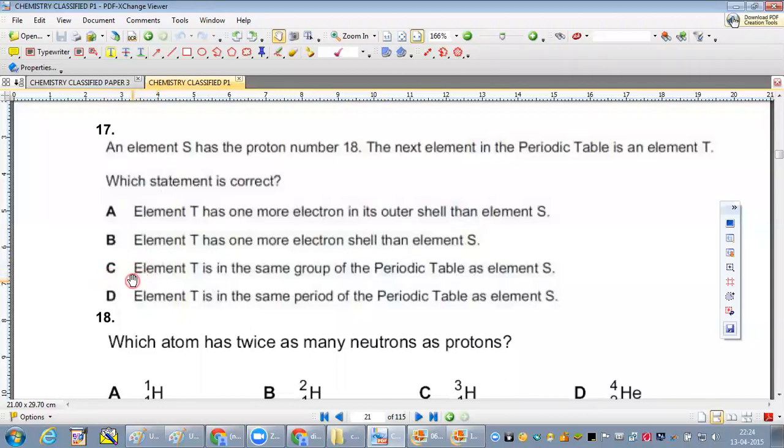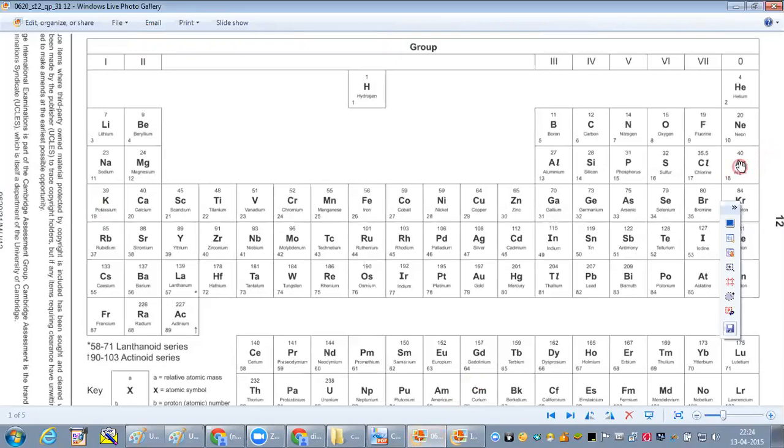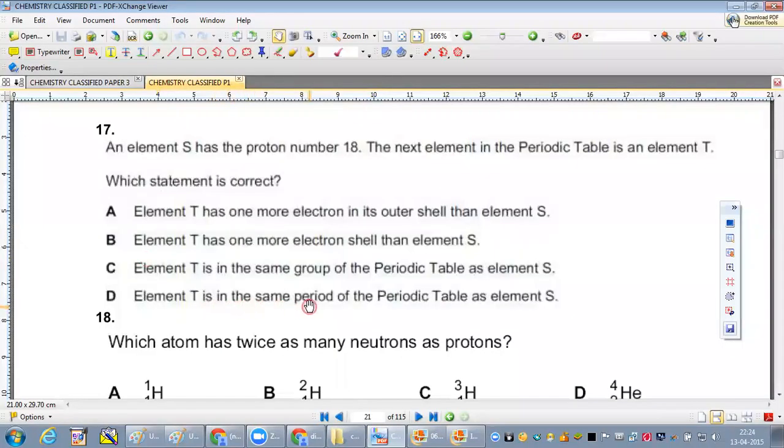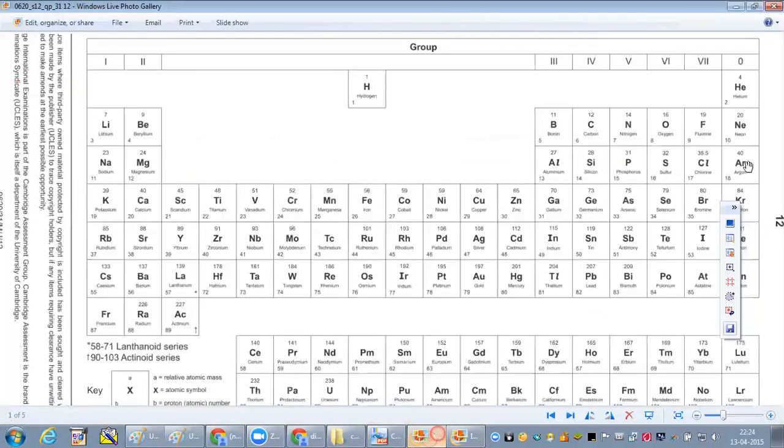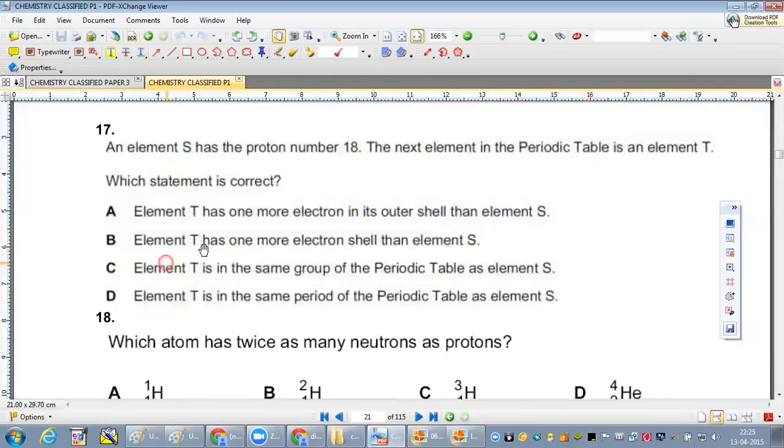The third statement also you can verify. Element T is in the same group of the periodic table as element S. This is false. You can see argon is over here in group 0, inert gases, while potassium is in group 1. So it cannot be in the same group. Last one. Element T is in the same period of the periodic table as S. This also you can see, argon is in the third period, potassium is in the fourth period. Okay, so only one statement is correct, which is it has one more electron shell. So option B over here is the correct option.